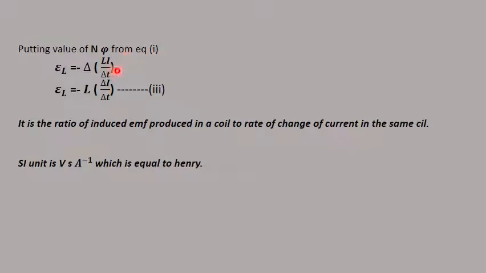Now putting the value of nφ from equation number 1, this is equal to LI. Now rearranging this, L is ΔI upon Δt. This is basically the equation that shows us the induced EMF is directly proportional to the rate of change of current in the coil, and the negative sign shows that this self-induced EMF must oppose the change that produces it.